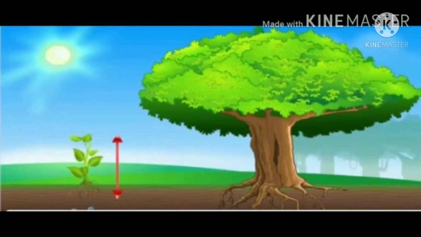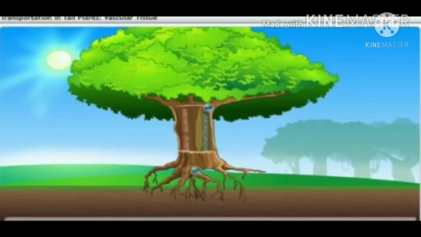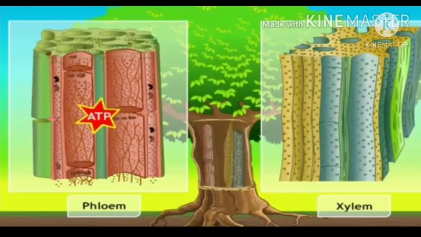See children, plants have low energy needs because plants do not move and plant bodies have a large proportion of dead cells in many tissues. As a result, plants have low energy needs and can use a relatively slow transport system.